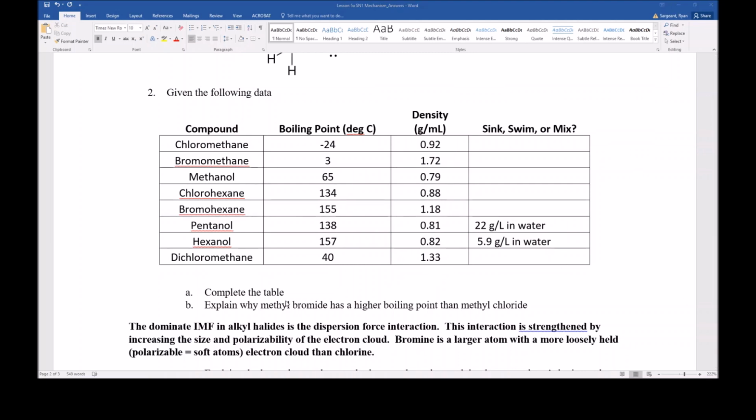All right, now we're ready to do the first part of this, and that's complete the table. And so this question of sink, swim, or mix refers to what happens when you mix these compounds over here specifically with water. Sink, swim, or mix in water. And there are two different kinds of compounds here. We have alcohols and we have alkyl halides. They have different rules. So first, let's focus on the alcohols.